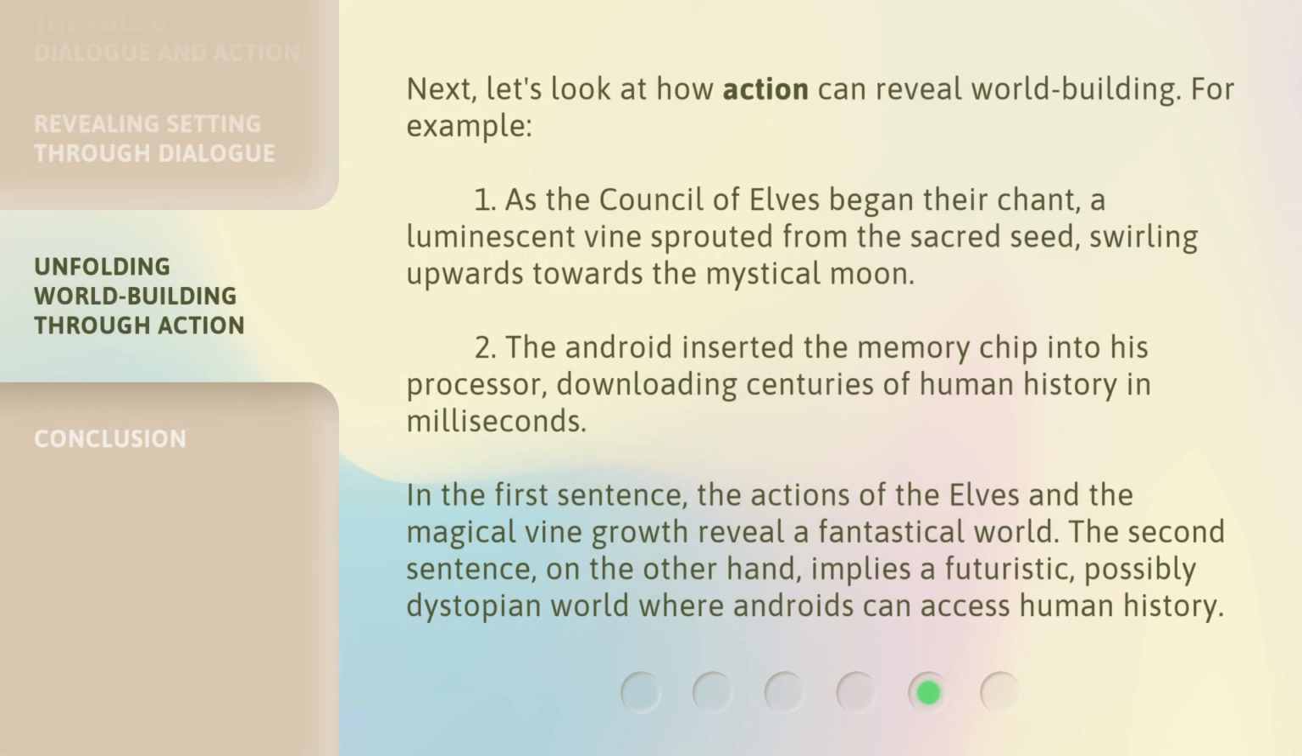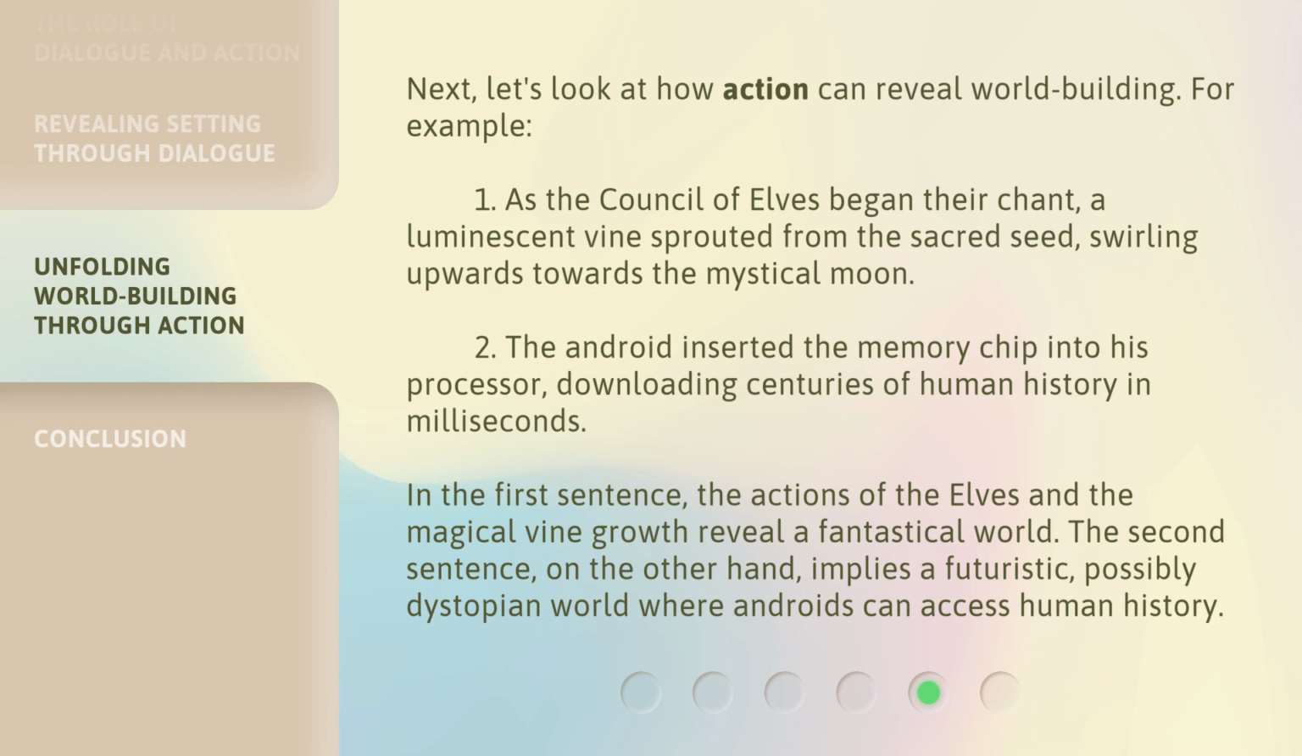Next, let's look at how action can reveal world building. For example, 1. As the Council of Elves began their chant, a luminescent vine sprouted from the sacred seed, swirling upwards towards the mystical moon. 2. The android inserted the memory chip into his processor, downloading centuries of human history in milliseconds.